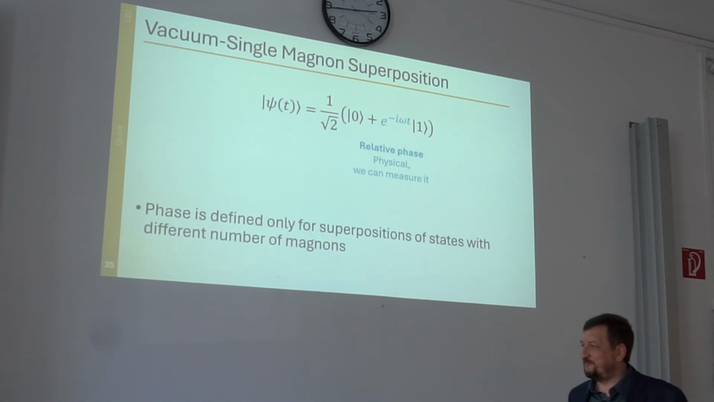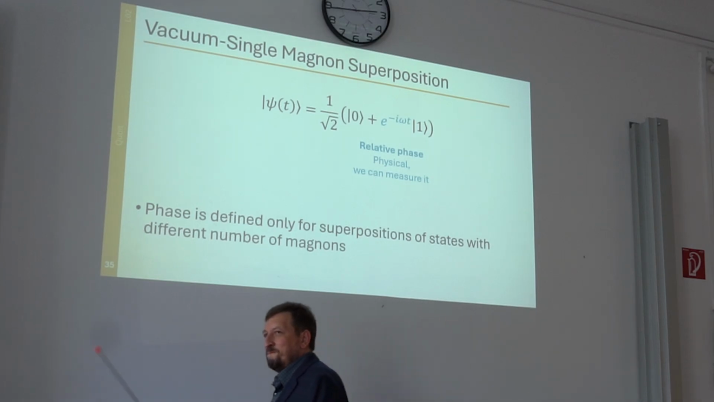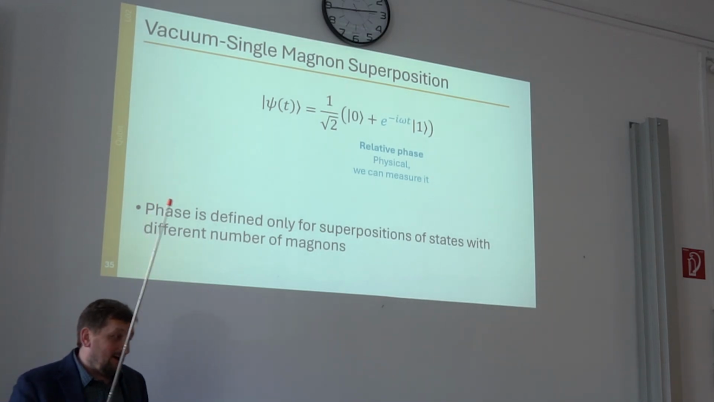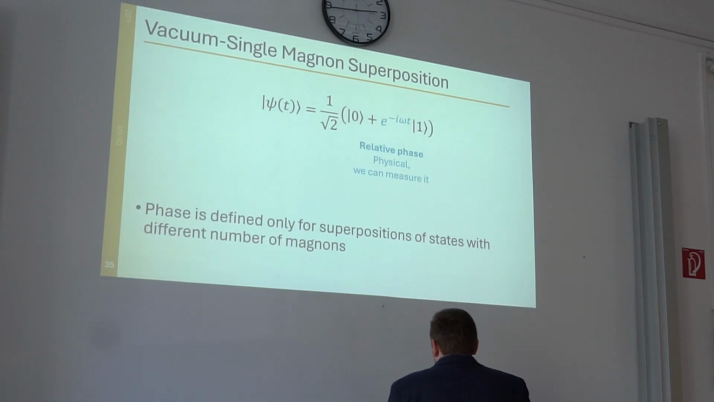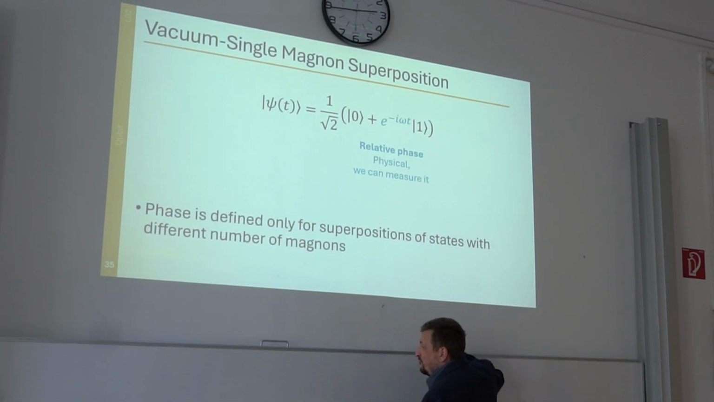I have a silly question. Why is this normalization factor the square root of 2? Because we need the total length of this state to be 1.